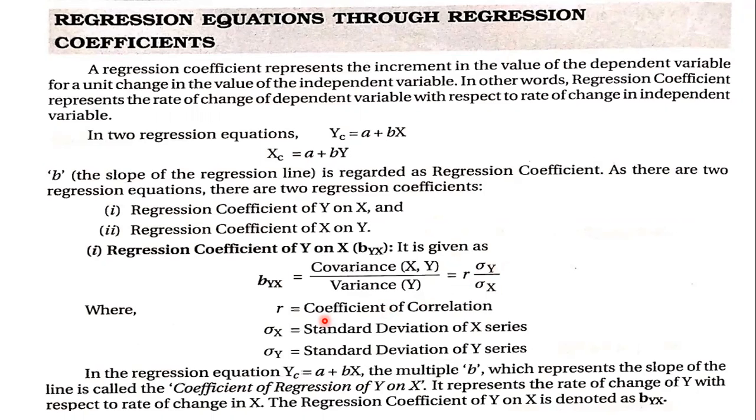If you remember, we have solved enough problems under Karl Pearson's coefficient of correlation and Spearman's rank. But here it is a small r. Small r means Karl Pearson's coefficient, right? If it is capital R, then it is Spearman's rank correlation. So small r is the coefficient of correlation using Karl Pearson's, and then we will have to find the standard deviation of the x series and the standard deviation of the y series. So this will give us the regression coefficient of y on x.